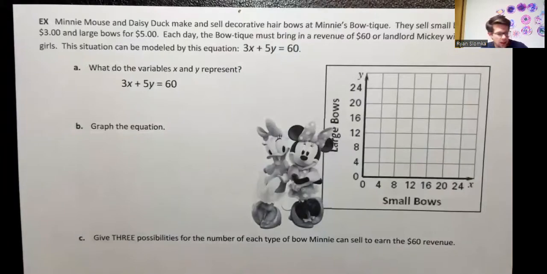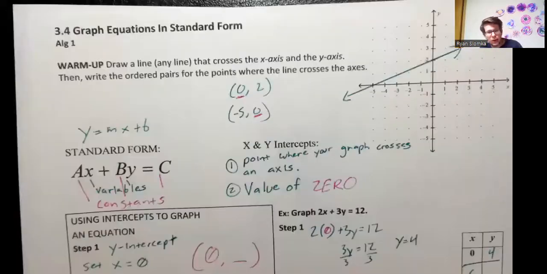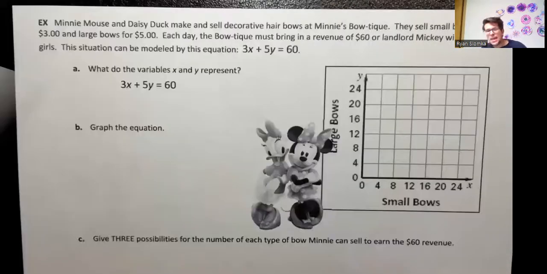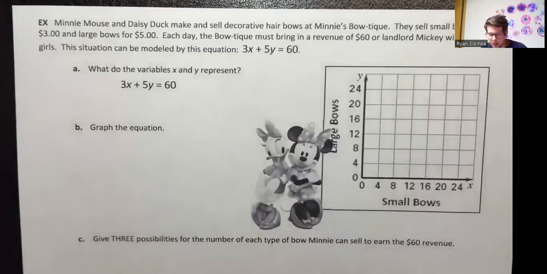When I was talking about standard form earlier, and I showed you the way that the form looks, I had mentioned that there was no slope or y-intercept in here, and there wasn't a lot that you could just bring to the graph. But when you're talking about a story, there is a lot that you can bring.